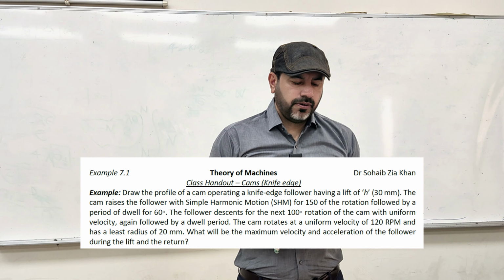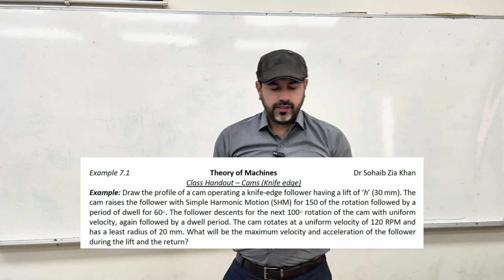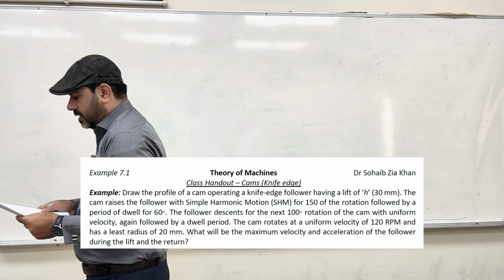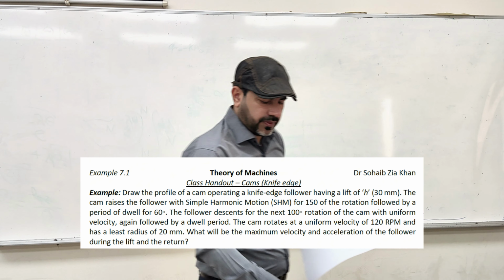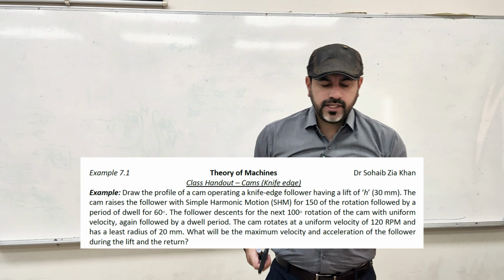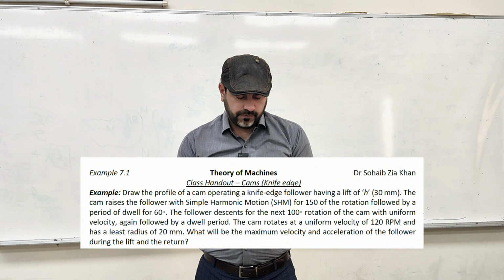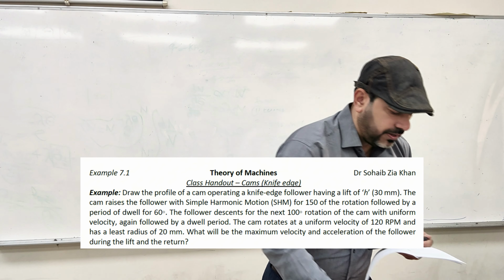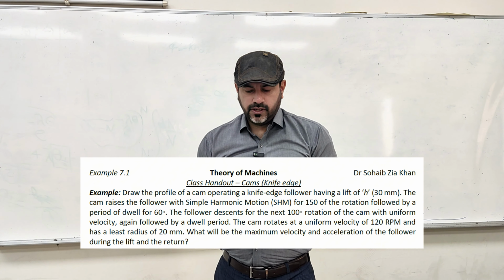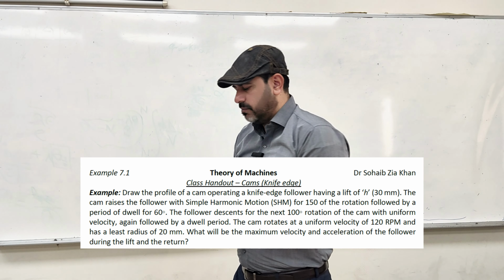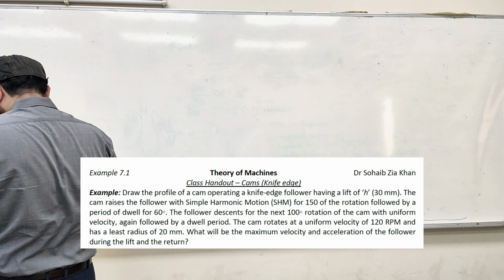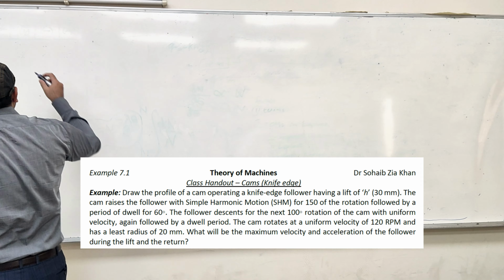The cam rotates uniformly at 150 RPM and has a least radius of 20 mm. What is the least radius? It's the minimum radius with which the cam can be drawn. We need to put the cam into it; we'll start with this radius. Then there are some formulas which you can see over there.